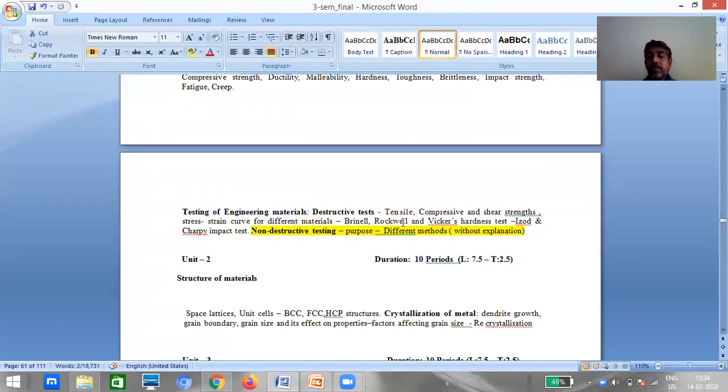And later we discussed the hardness of the material and how to find out the hardness of a material by using different testing methods. In the hardness testing methods, we have different types: the Brinell hardness test, Vickers hardness test, and Rockwell hardness test. In the Rockwell hardness test, we have 2 types of scales, B scale and C scale. What is the difference between B scale and C scale? That means how the procedure may change when you use B scale and how it may change when you use C scale. Those things we discussed.